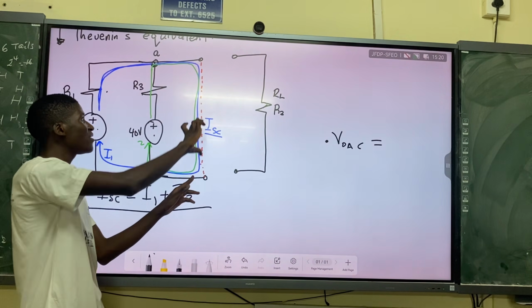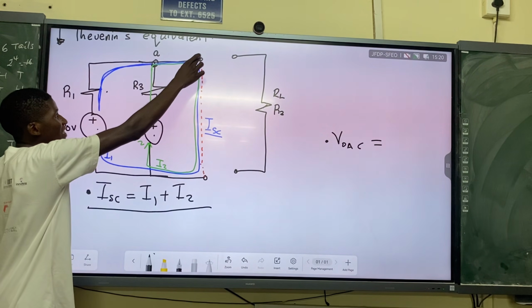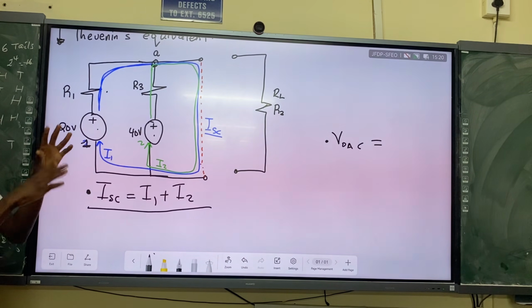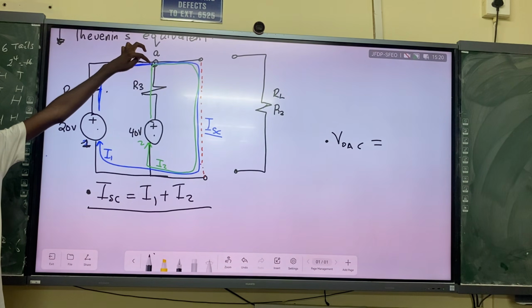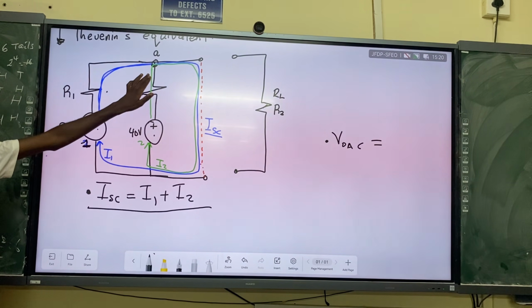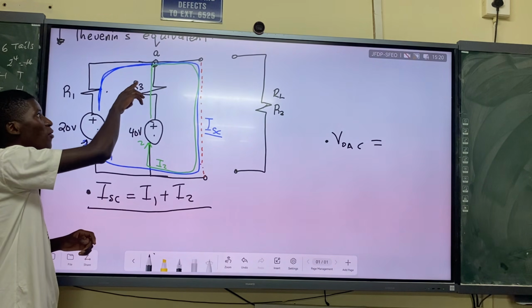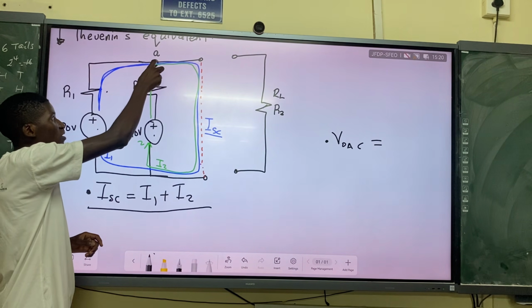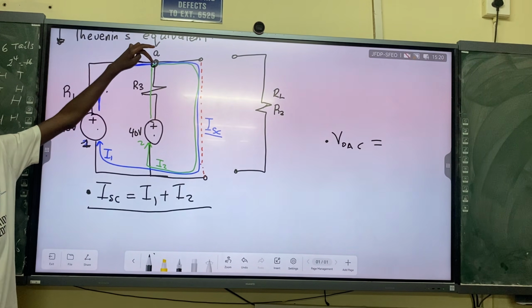So we must open a circuit here. Remember, if we are going to open the circuit here, the total voltage that is created here, we are going to find it at node A. So the total voltage, you are going to find it at node A, because this is where we are finding our current through both of them. So our total voltage will be the potential that we are going to find at A.